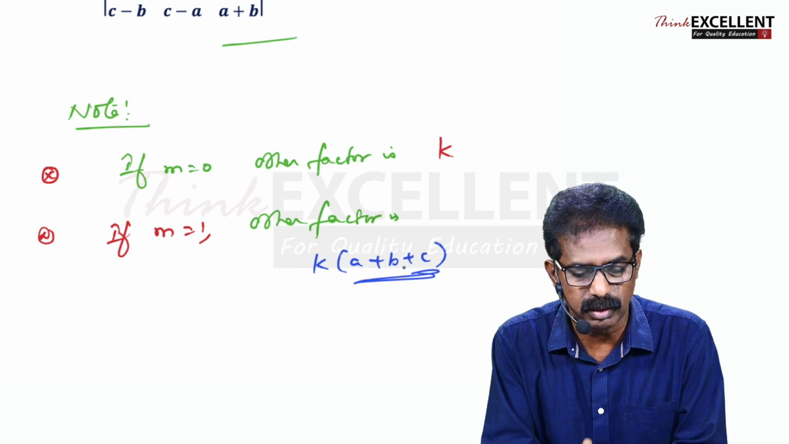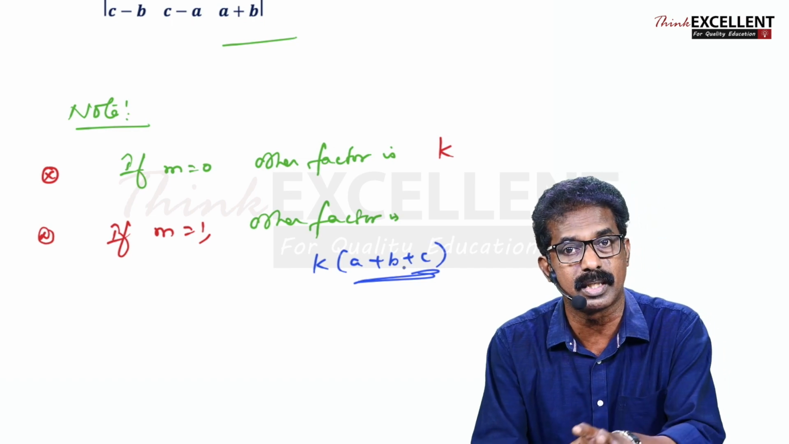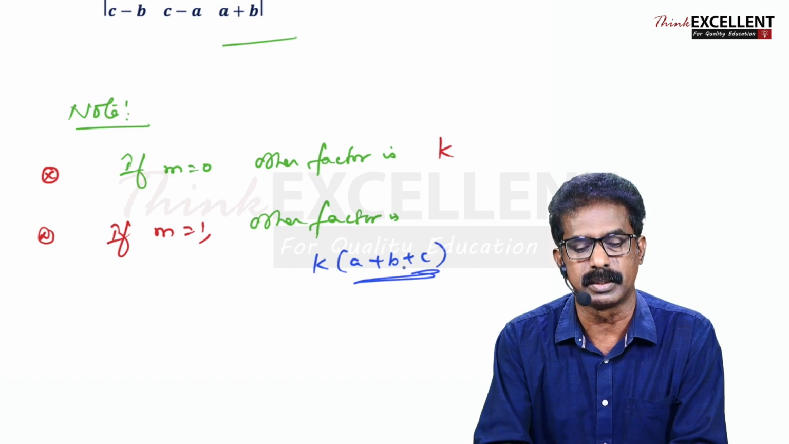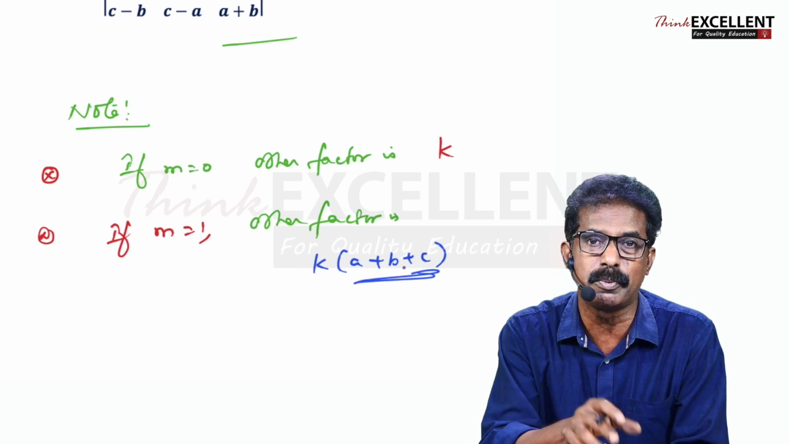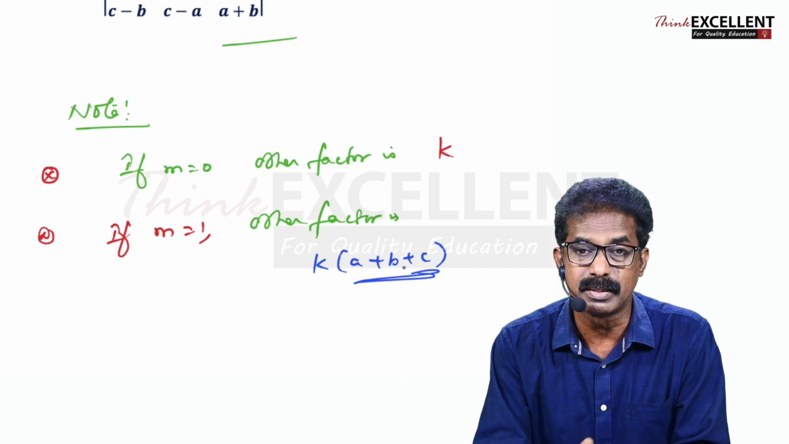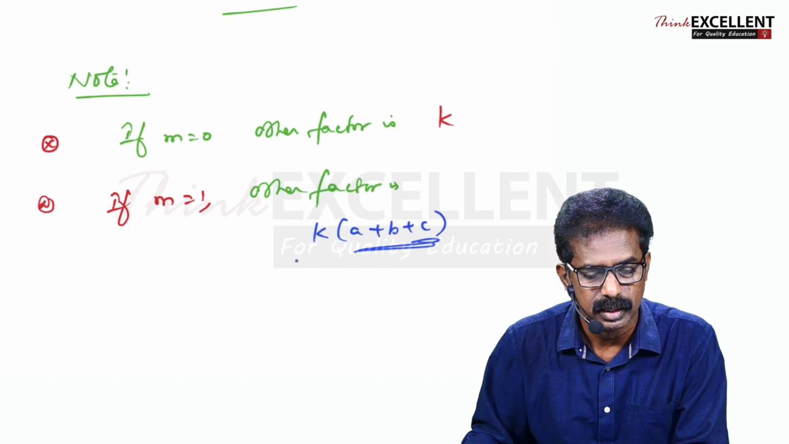If A, B, C are there in the question, you write A plus B plus C. If X, Y, Z are there, X plus Y plus Z. K into A plus B plus C, so that the degree is 1 only. You can't simply put A alone. You cannot be partial, right? Give importance to everything. A plus B plus C, a cyclical factor. So totally the degree is 1 only, right?